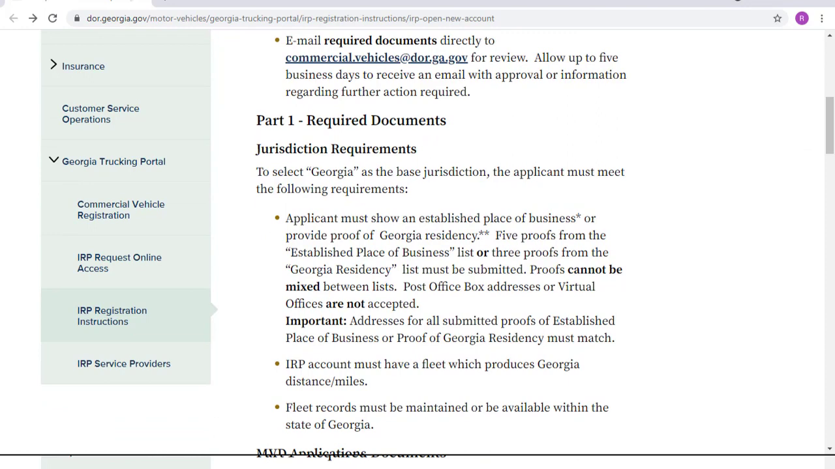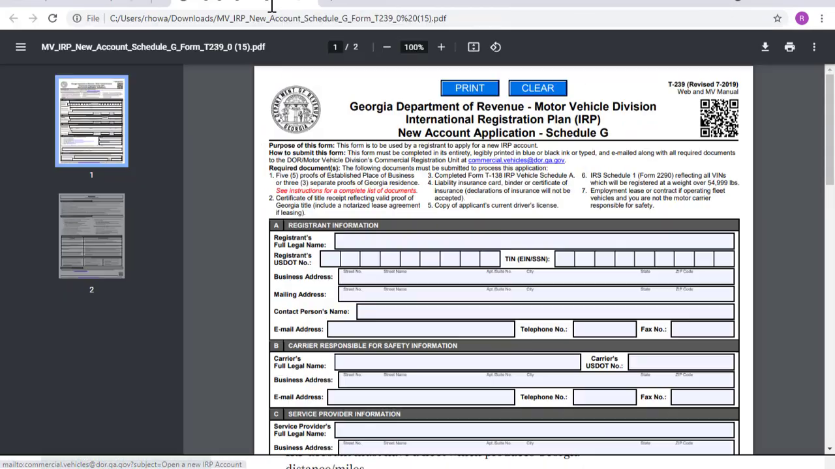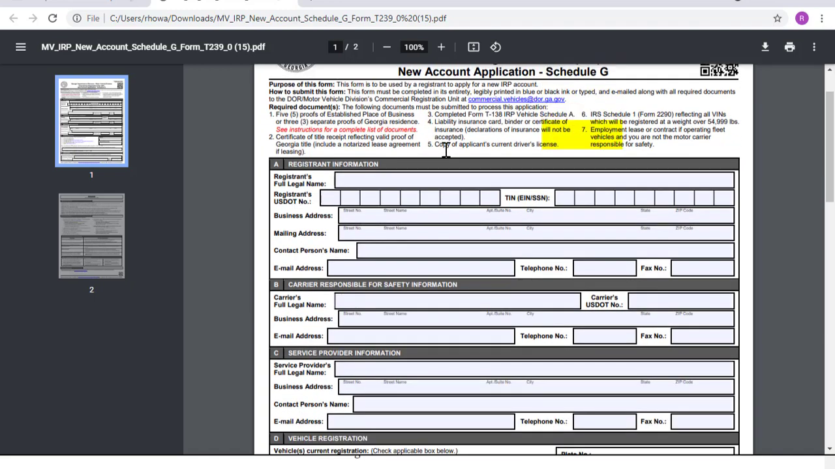Let's try to drag this over here. There we go. All right, this is the application schedule G. And again, this is for new accounts, right? You can do this. I am rooting for you.